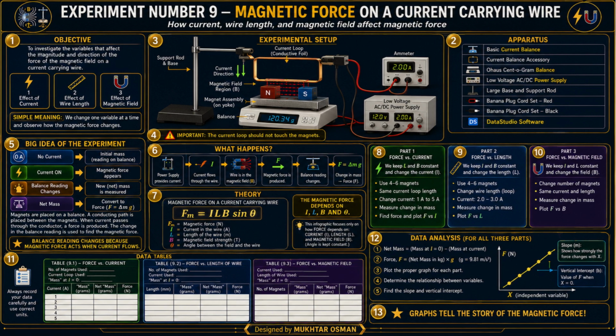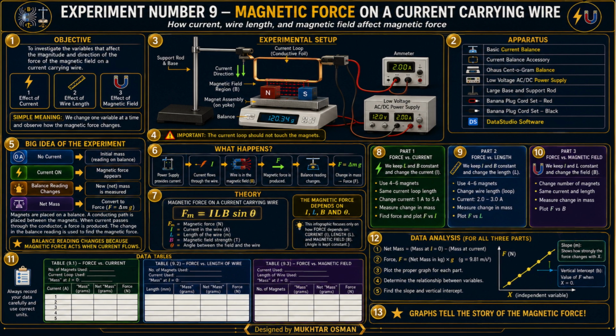8. Theory. Main equation: Fm equals I L B sine theta. Definitions: Fm equals magnetic force in newtons, I equals current in the wire in amperes, L equals length of the wire in meters, B equals magnetic field strength in Tesla, theta equals angle between the field and the wire. Key idea: the magnetic force depends on I, L, B and theta. Additional note: this infographic focuses only on how force depends on current I, length L, and magnetic field B. The angle is kept constant.